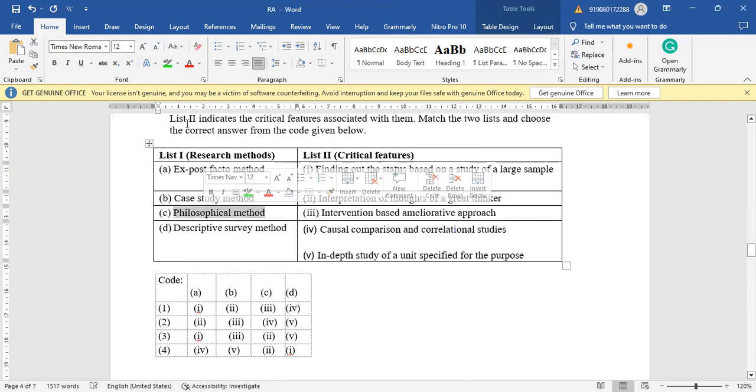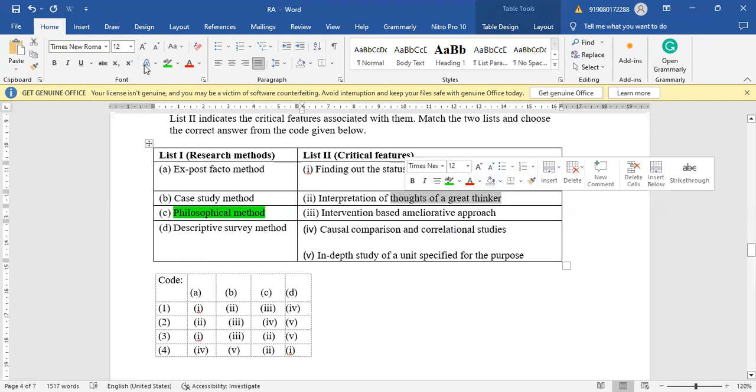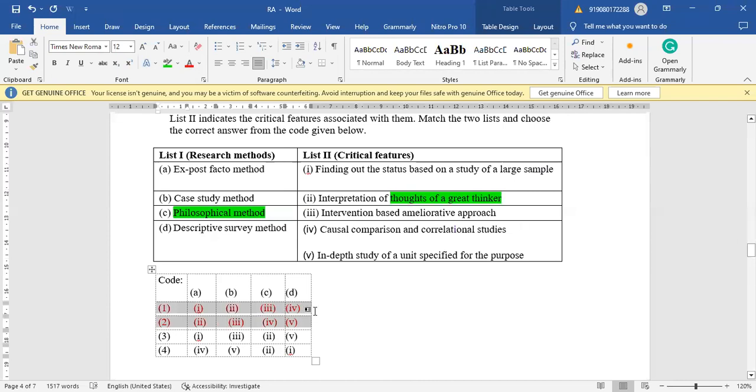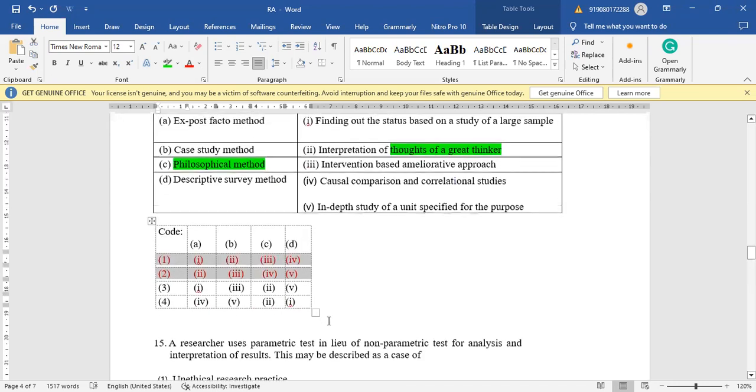Philosophical research. That's a keyword, which is matching with a great thinker. Thought of a great thinker leads to philosophy, correct? So for C, it is 2, matching in these 2 options. So option 1 and 2 are ruled out. Clear? Okay. Let us check out. Option 4, sir. Option 4, okay.